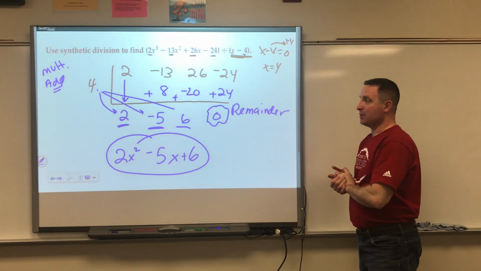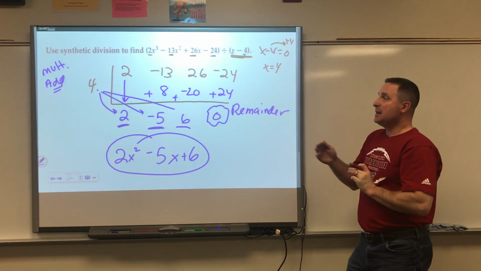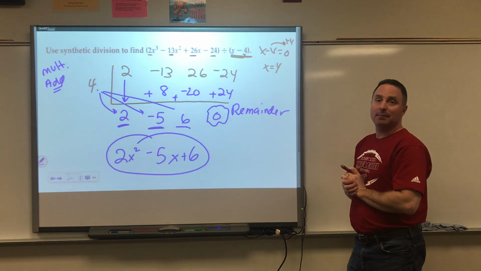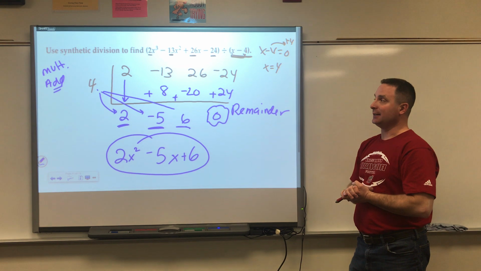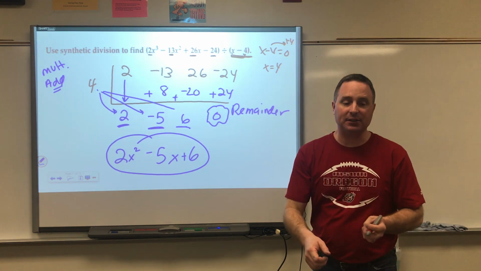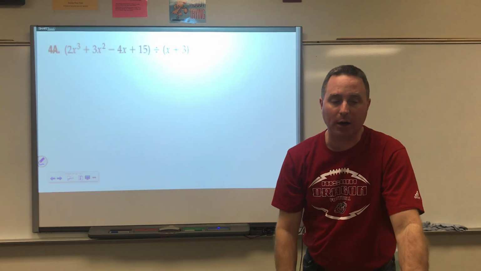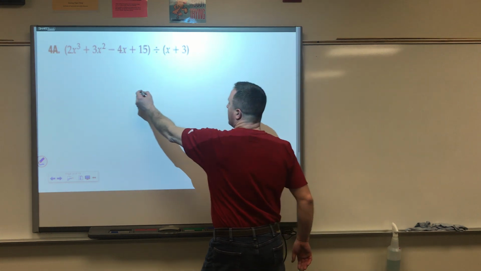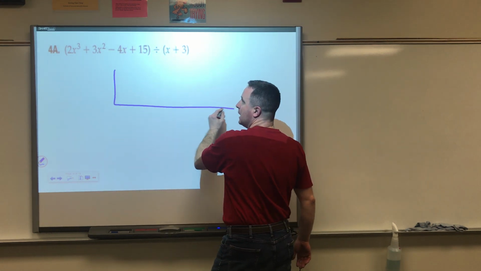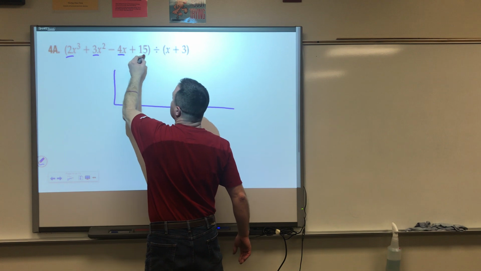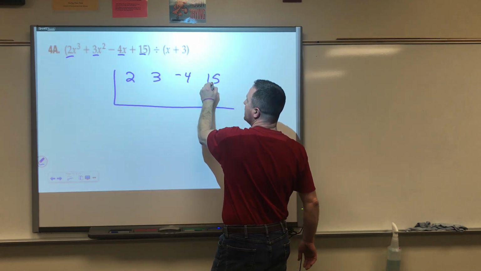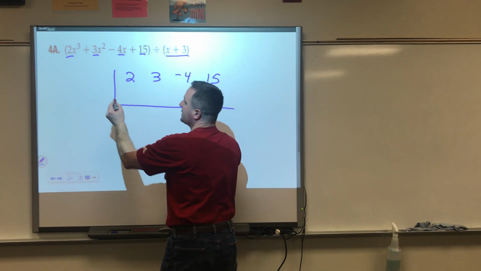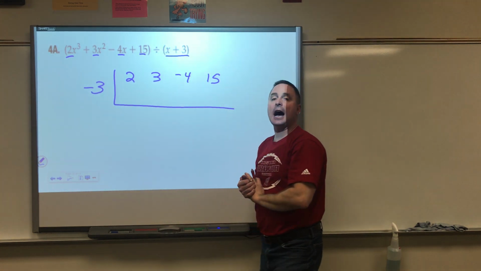Again, that's something new and different that you've never seen before, but the more you use it, the easier it's going to become. The 2 keywords are multiply and add. We're going to practice just a couple more of these real quick. I think I've got 2 more. If I set this one up, my coefficients go up here: 2, 3, negative 4, and 15. And I put the opposite of this number out front.